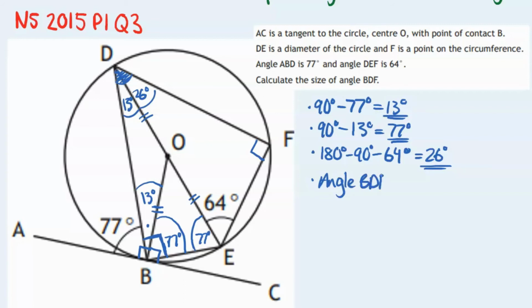Angle BDF is simply going to be 13 degrees from here, plus the 26 degrees next to it. So what that gives us is the final angle of 39 degrees. So there we have it. That's the final answer. Angle BDF, 39 degrees.